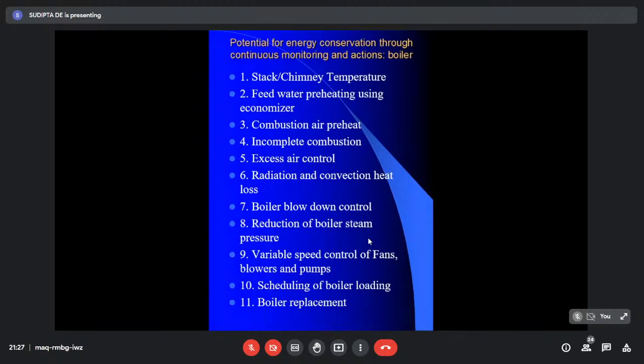Then the last one is a very straightforward statement: boiler replacement. Earlier, before energy conservation was fully effective, people were not very willing to replace a boiler because it's a costly equipment. But interestingly, now, from energy conservation consciousness, people can directly see how their boiler is performing. So unless you replace it, within the next 5 or 10 years your fuel cost will be so high that boiler replacement can be done in a better way.